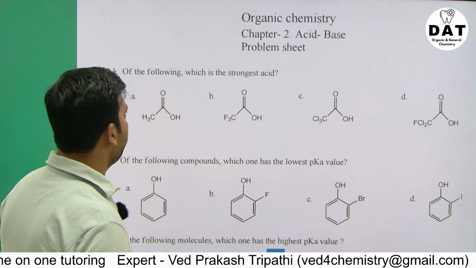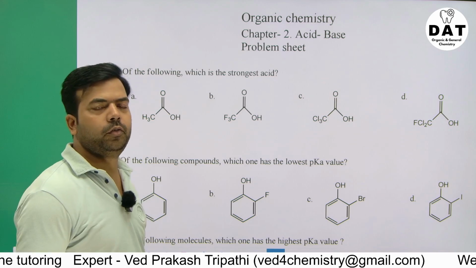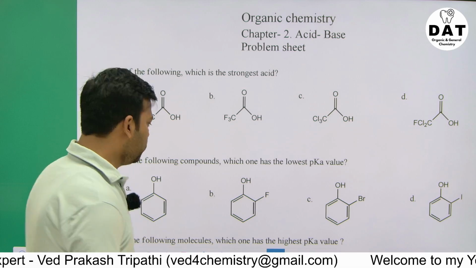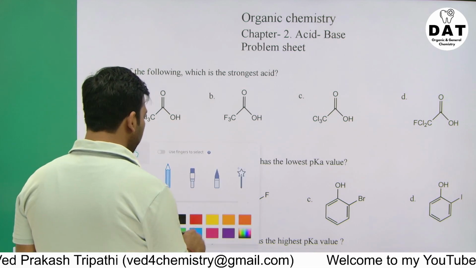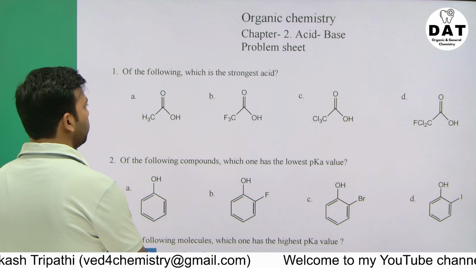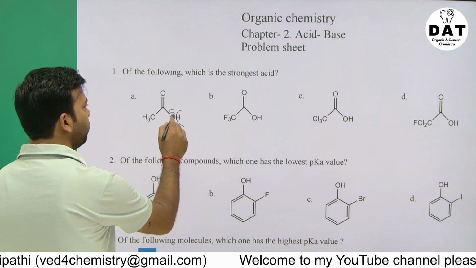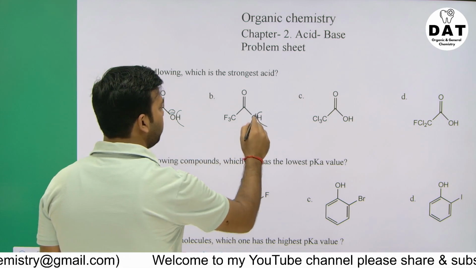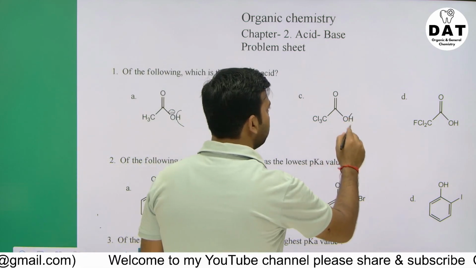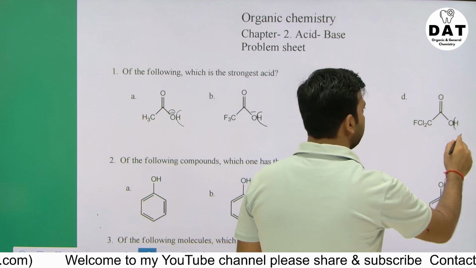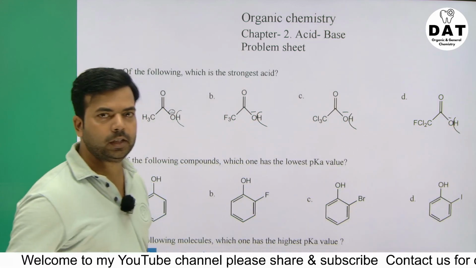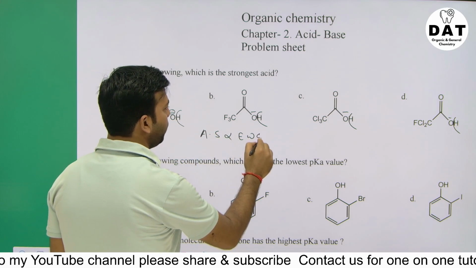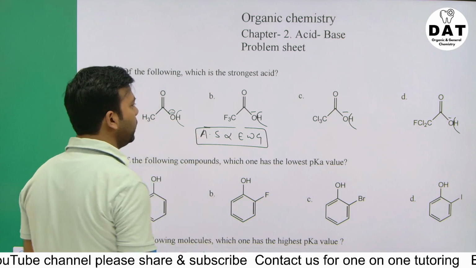Which of the following is a strong acid? We all know that if you are going to compare strong acids, first of all you have to generate the conjugate base. The conjugate base is formed by removal of hydrogen. Once you remove this hydrogen, it will form this negative, and here this negative, and here this negative. So this is my conjugate base, and we all know acidic strength is directly proportional to the electron withdrawing group.